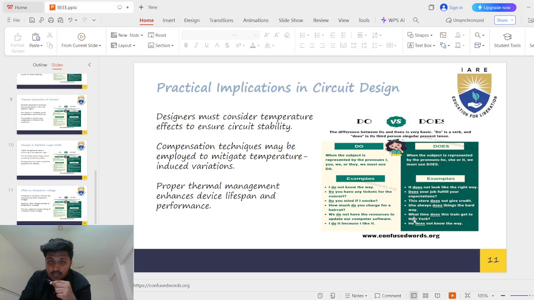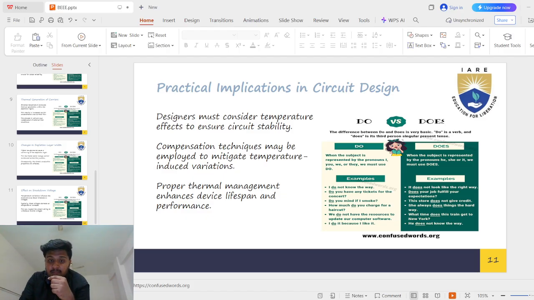Practical implications in circuit design. Electronic components like diodes, transistors, and ICs change their behavior when the temperature changes. For example, some may conduct more current when hot or require less voltage to operate. If designers ignore these effects, circuits can become unstable, malfunction, or even fail.